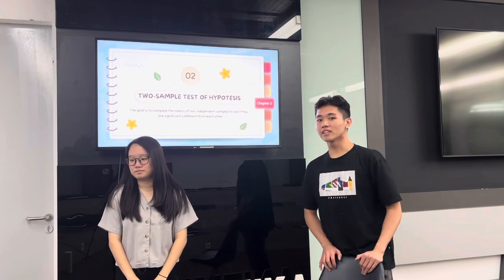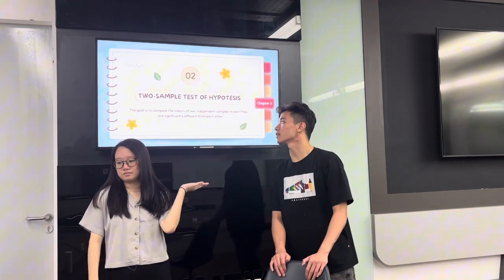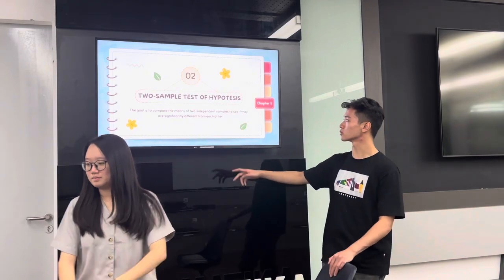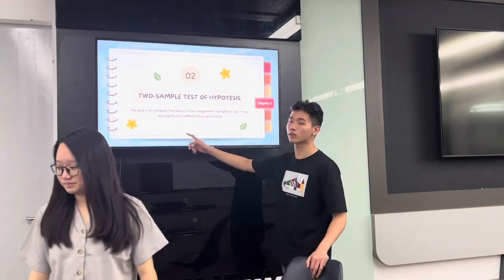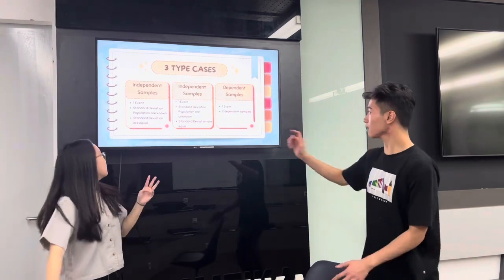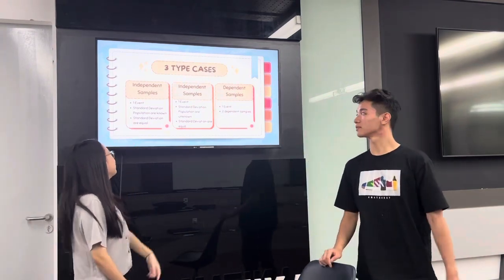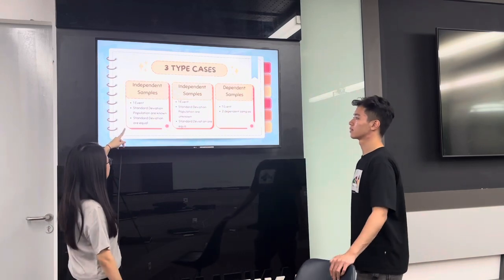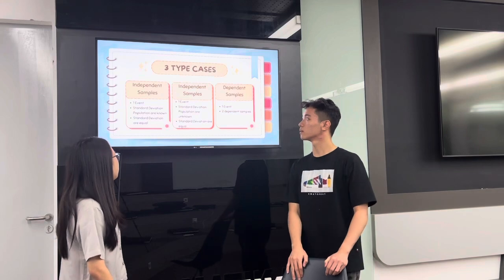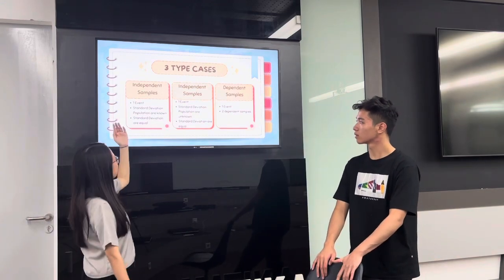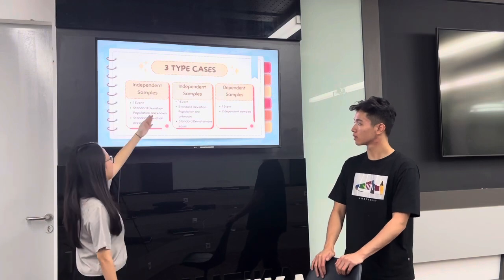Now we're heading to the two-sample test of hypothesis. The goal here is to compare the means of two independent samples to see if they are significantly different from each other. There are 3 types of cases. The first one is independent samples, where the population standard deviations are known. So we use the z-test for this because the population standard deviations are known.